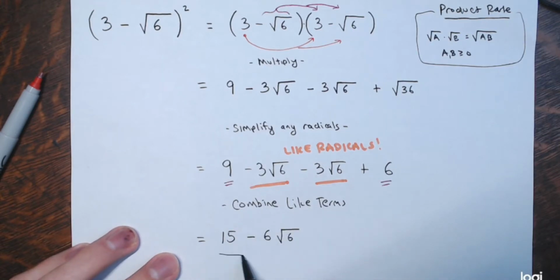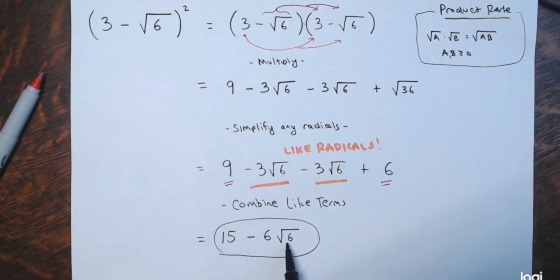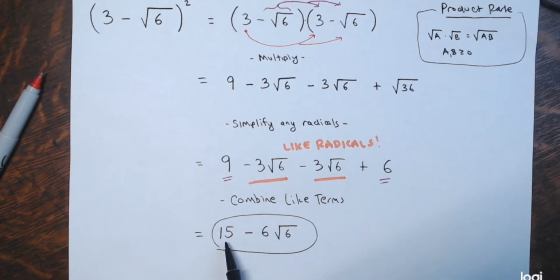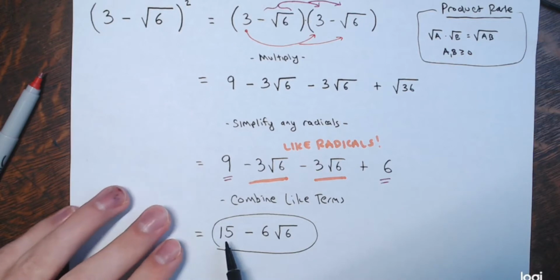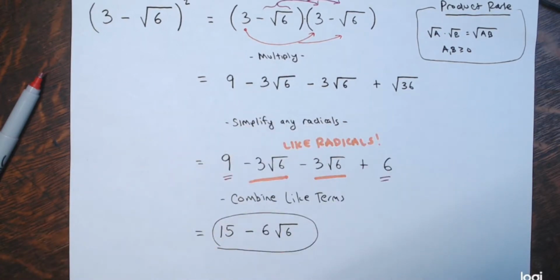And that's it. Again, you don't combine these, because this has a radical, the 6 root 6, and this does not have a radical, 15. Just like multiplication, you can't multiply radicals and non-radicals. Same thing with addition and subtraction. You can't add and subtract radicals and non-radicals. So that's it: 15 minus 6 times the square root of 6.